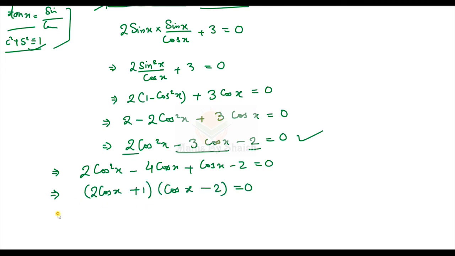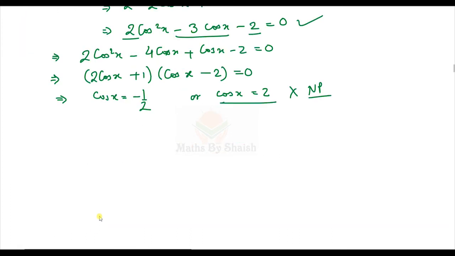So from here we can get cos of x will be either minus 1 by 2 or cos of x will be 2. But we know that the range of cos is between minus 1 to 1, so it is not possible. We'll write not possible. So we only need to solve for cos x is equal to minus 1 by 2 between 0 and 360. It is given that x should be between 0 and 360 degrees, including 0 and 360 degrees.